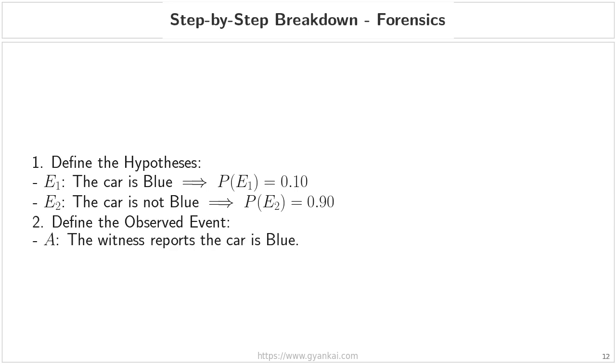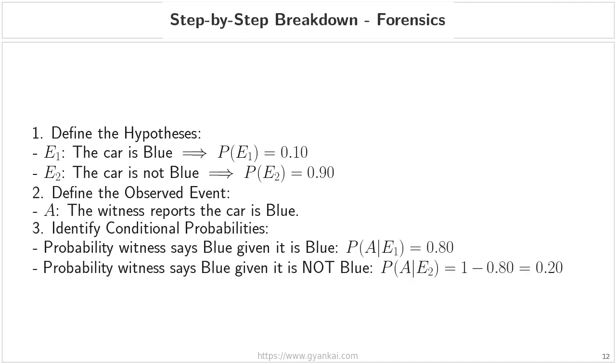Second, we define our observed event, which we will call A in this case. Event A is the specific piece of evidence we have just received, the witness reporting that the car is blue. Third, we need to identify our conditional probabilities, also known as our likelihoods. We know the witness is 80% reliable. So, the probability of the witness saying the car is blue, given that the car is actually blue, is 0.80.